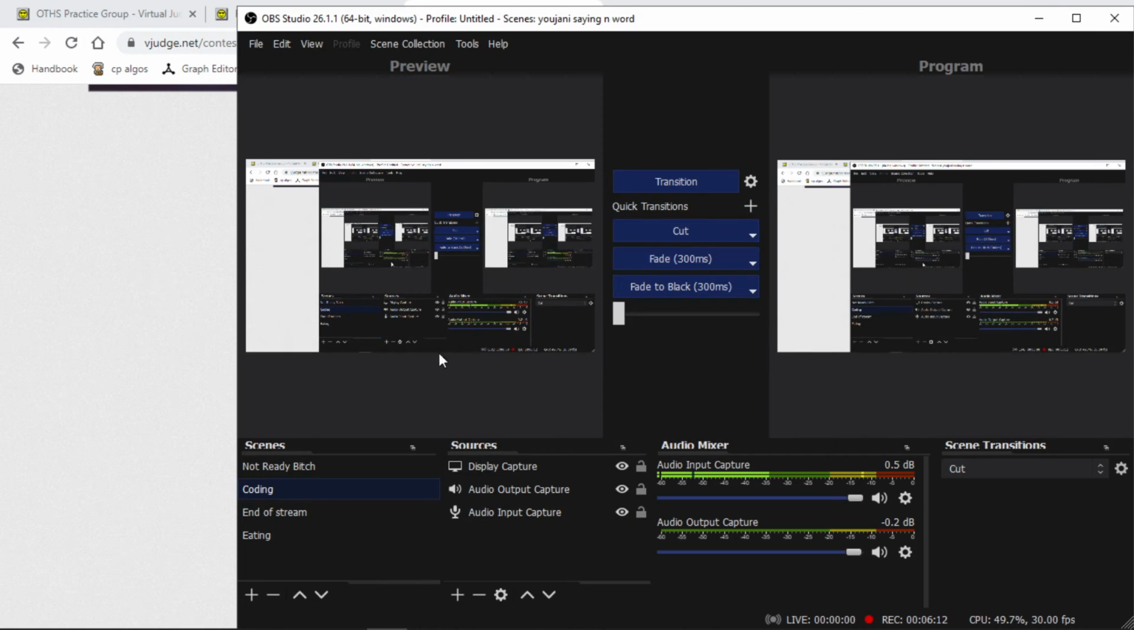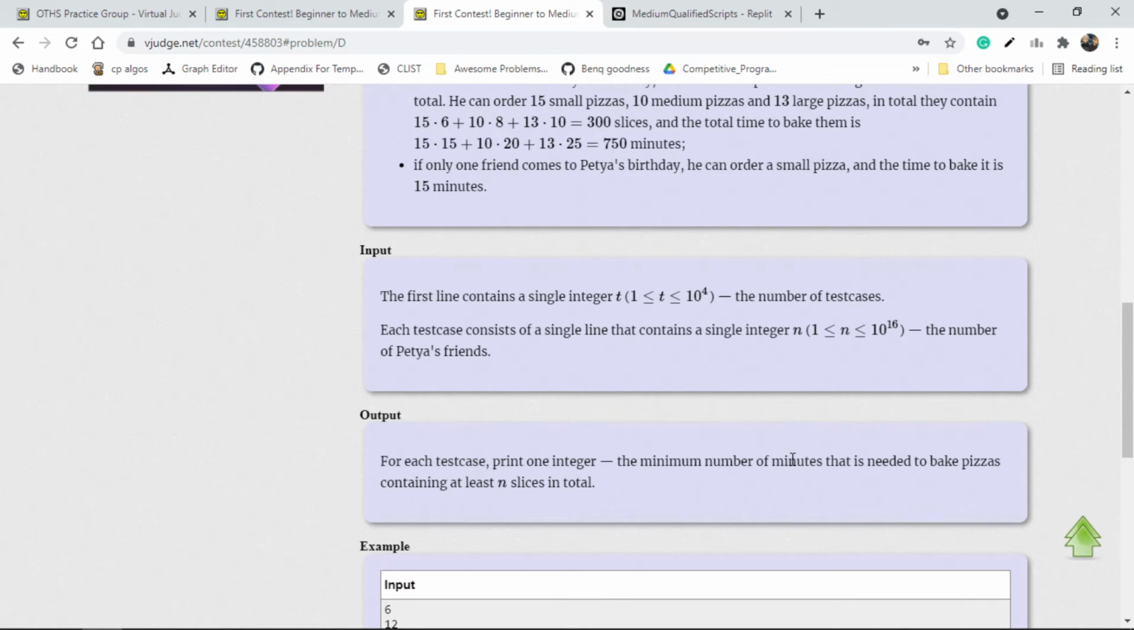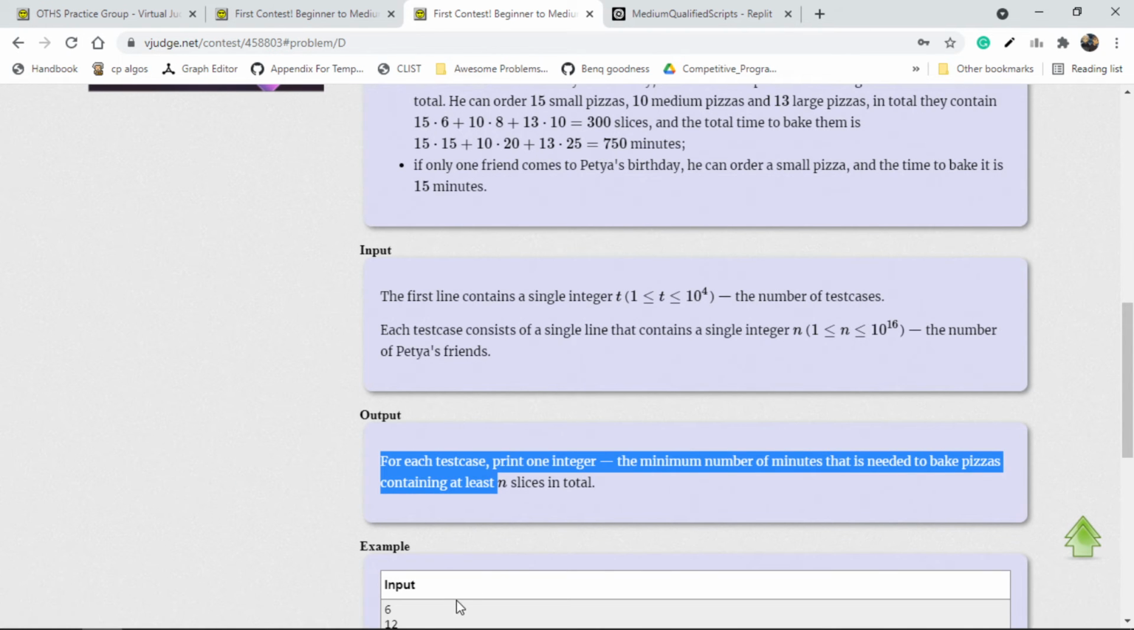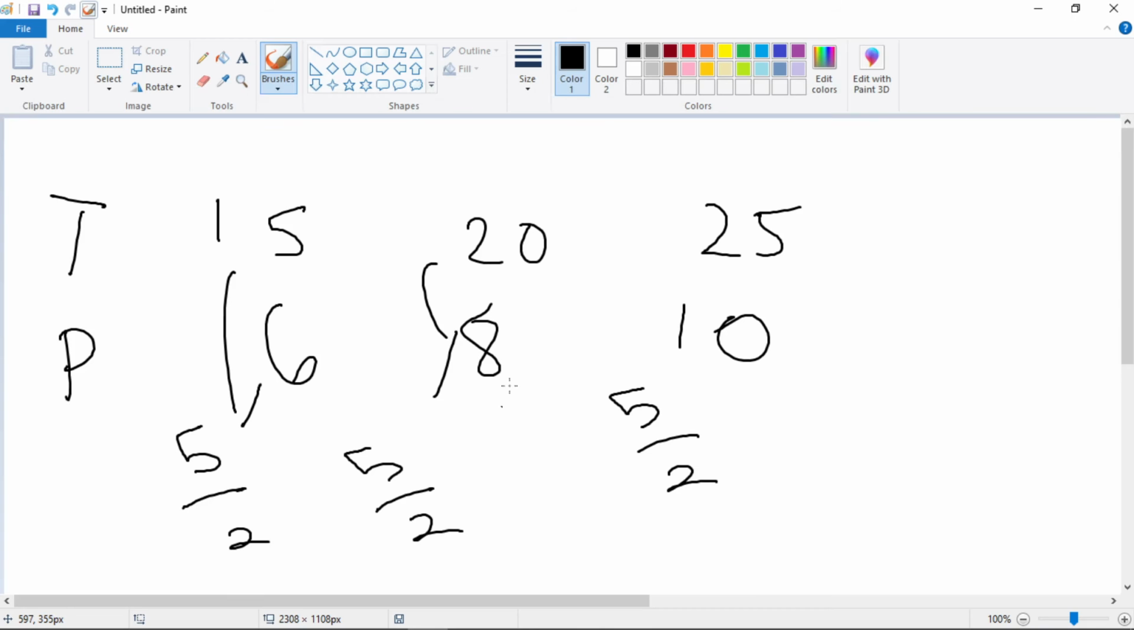Because the minimum number of minutes is what I'm looking for, it would be minutes over pizza slices, right? And if I'm given the number of people, like 12 people, each person needs a pizza slice, I can cancel out P, and I end with the amount of time, which is kind of cool.